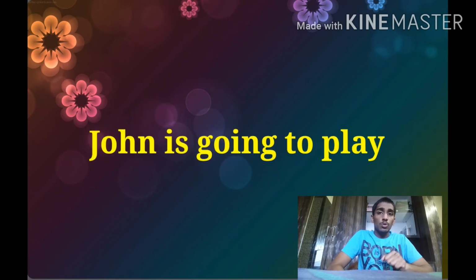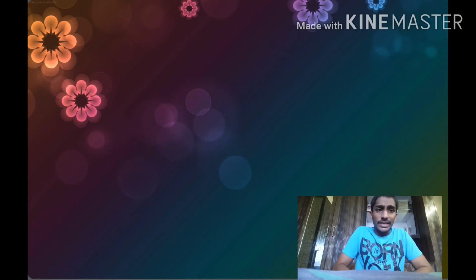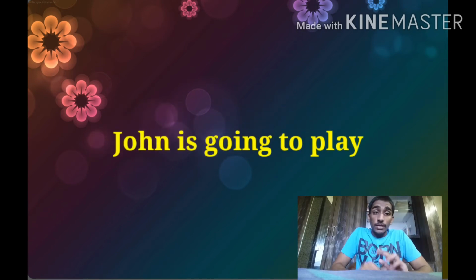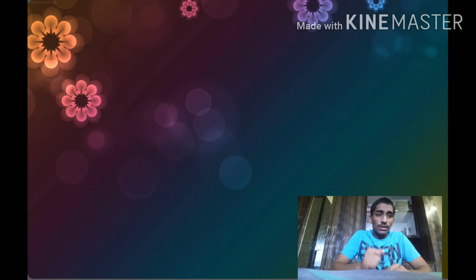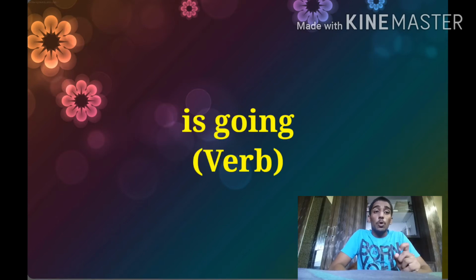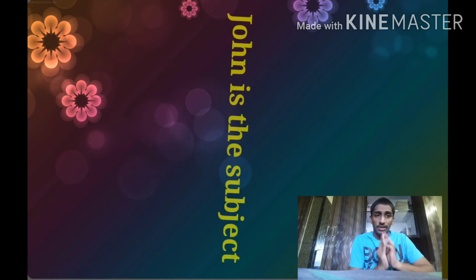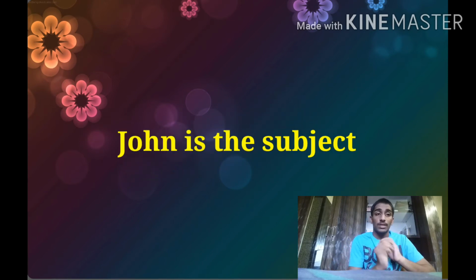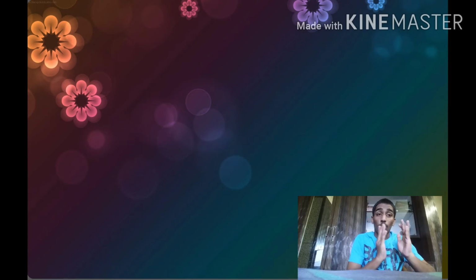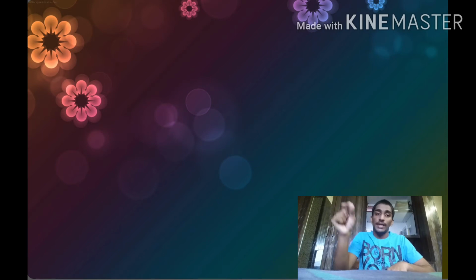Second example on the screen. John is going to play. Now look at the sentence. What will be the verb here? Before I tell you the answer, try to guess. What will be the verb? John is going to play. Is going. Yes. Now who is the subject here? John is the subject, or we can call him X person. Here John is the subject, and what is the act he is performing? That he is going to play. Is going. So is going will be the verb.